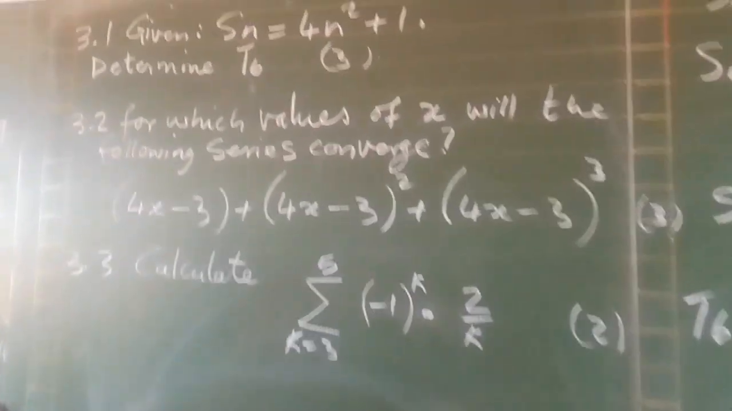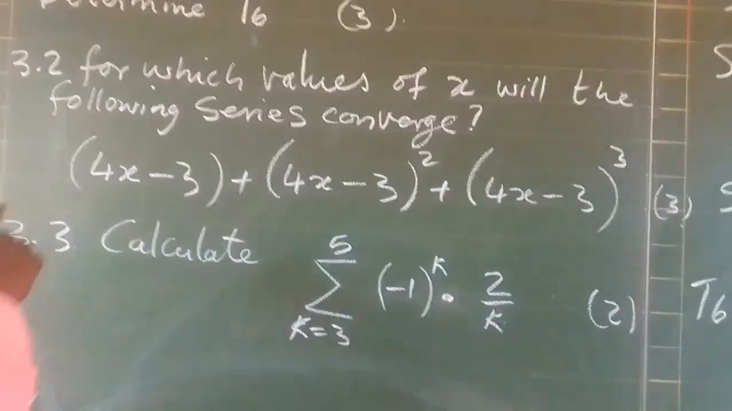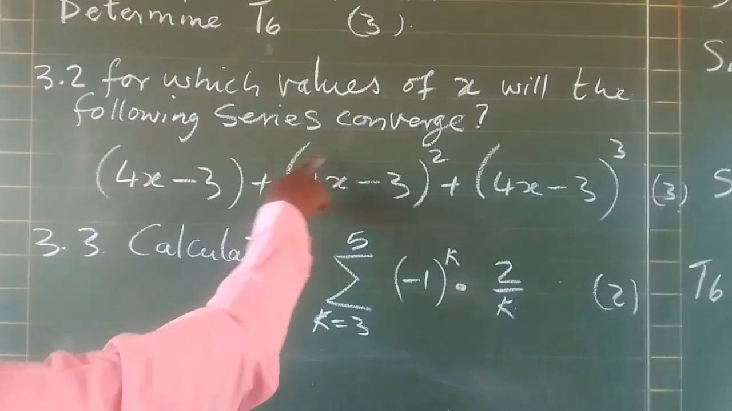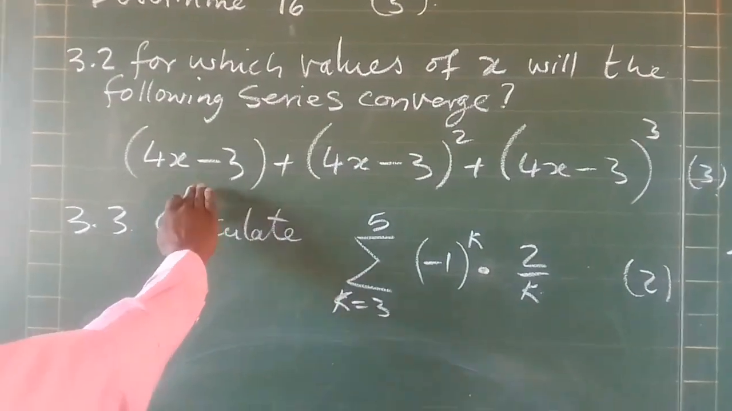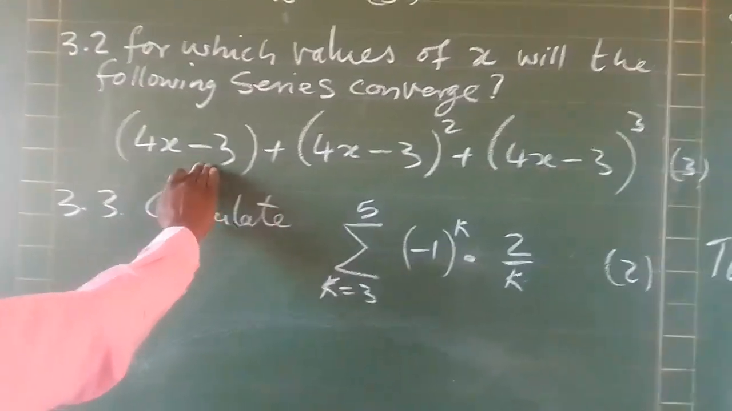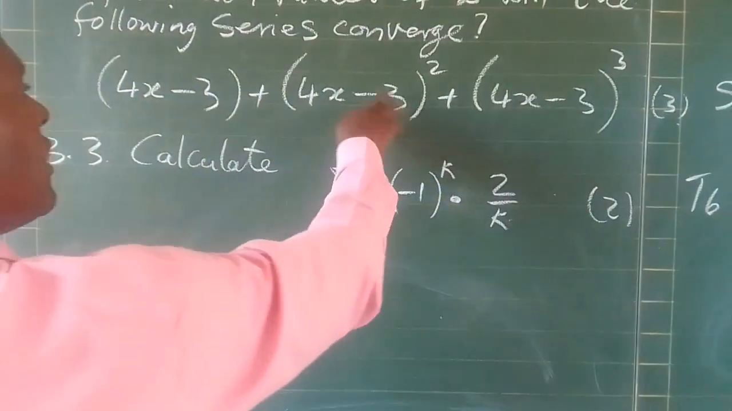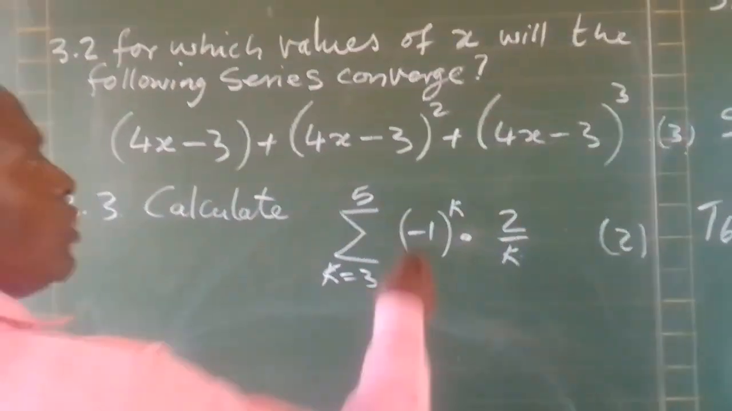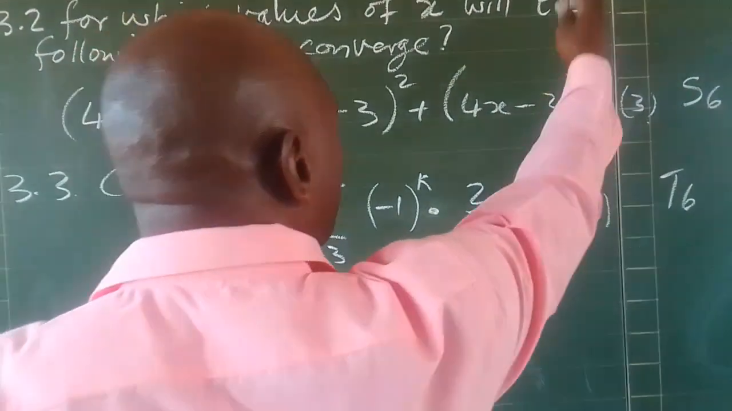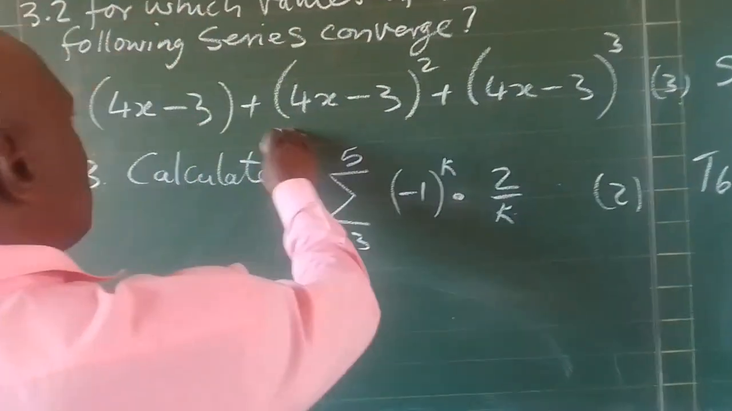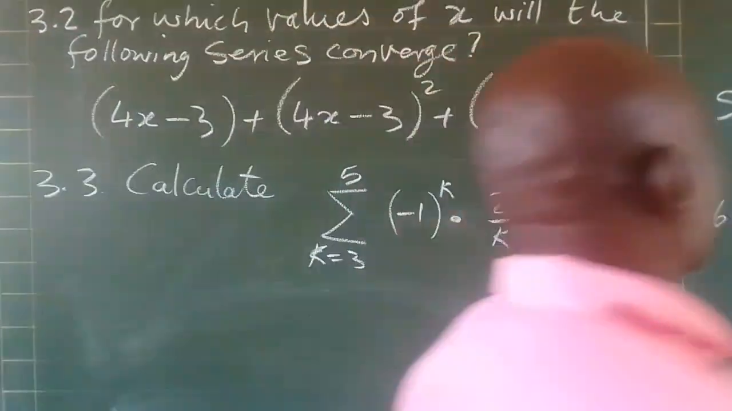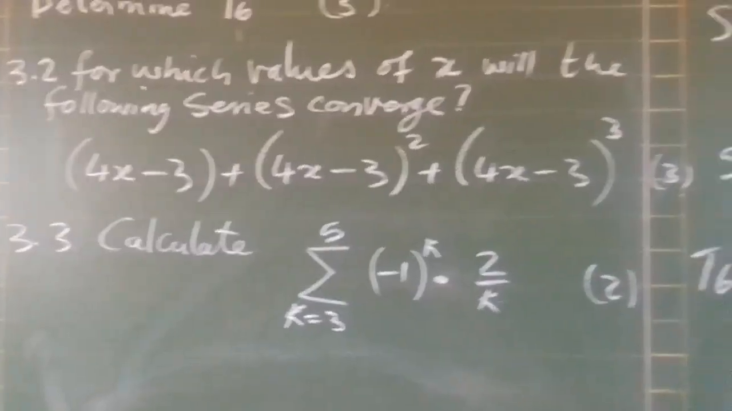Right, we're going for number 3.2. Question 3.2 says, for which values of x will the following series converge? When you check it, this is (4x minus 3) to the power 1 plus (4x minus 3) to the power 2 plus (4x minus 3) to the power 3 and so on. This is a geometric sequence.